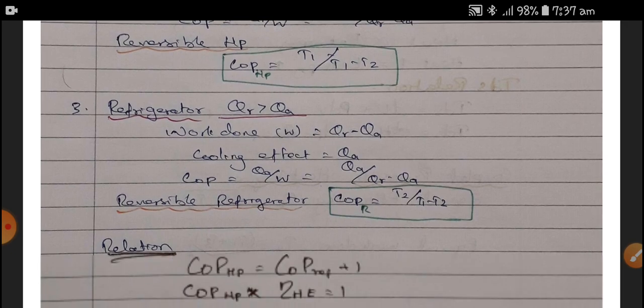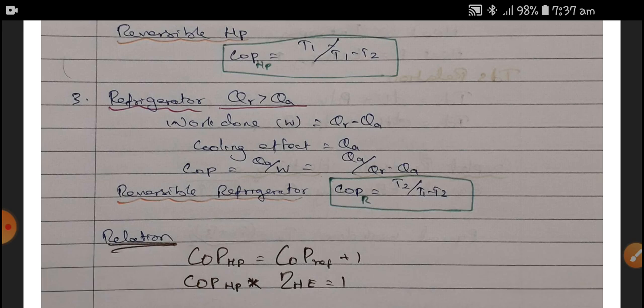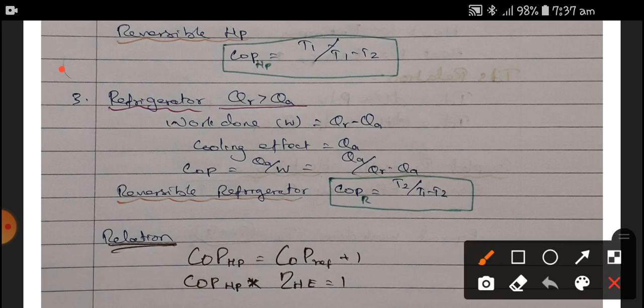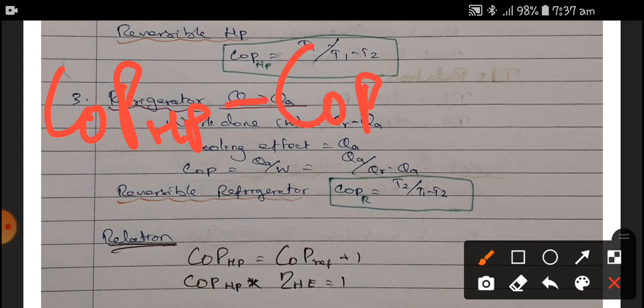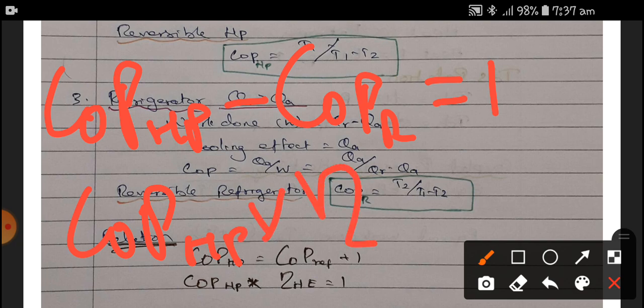The relation you have to notice is: COP of heat pump minus COP of refrigerator is equal to 1, and similarly COP of heat pump into efficiency of heat engine is equal to 1. So these two relationships you have to notice.